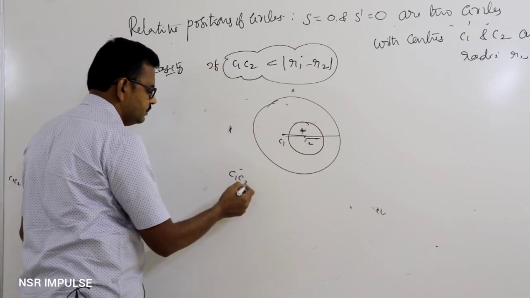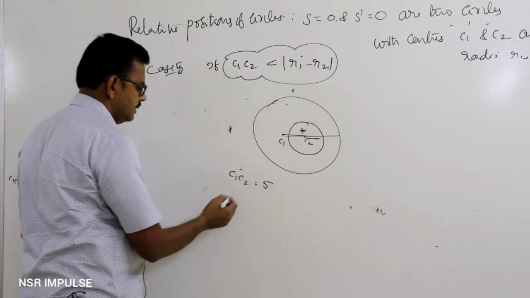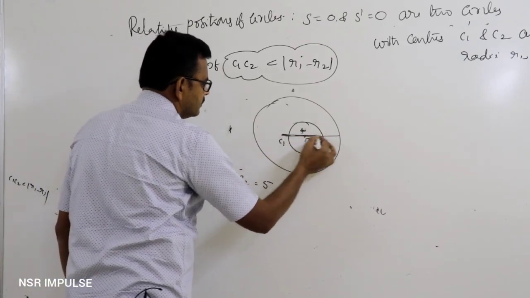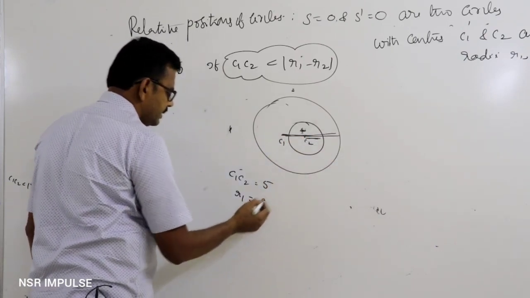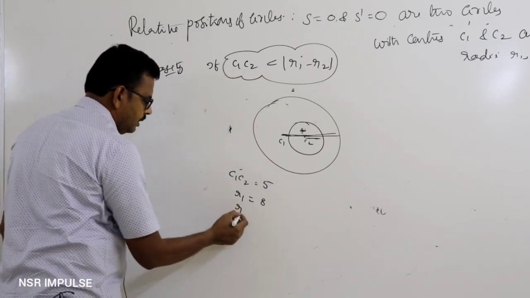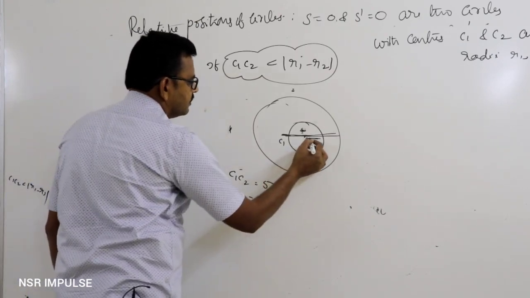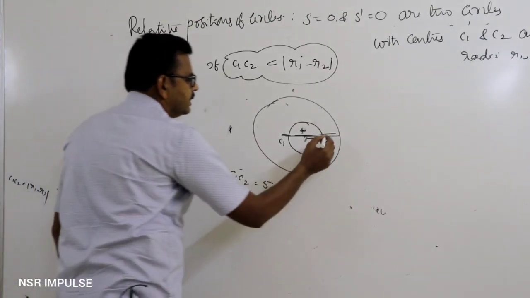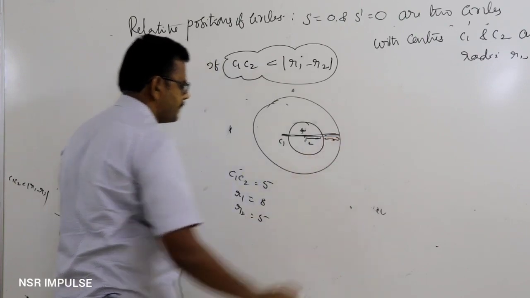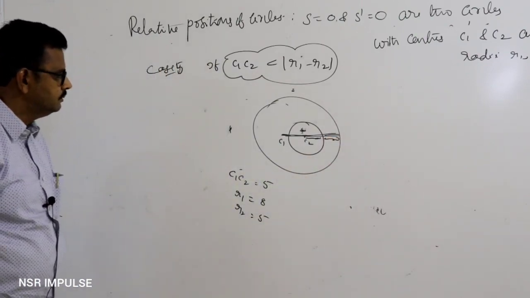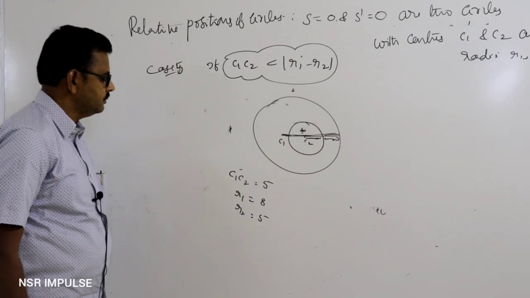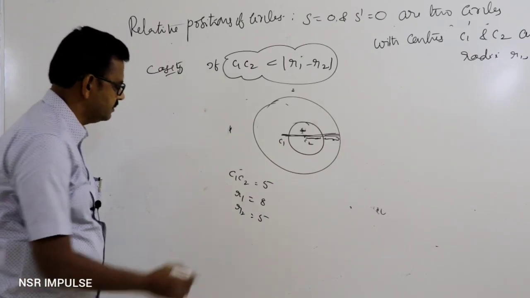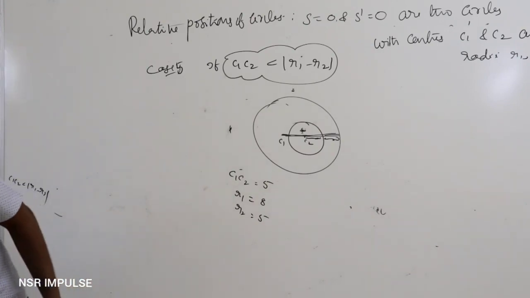Suppose C1C2 is equal to 5 units, R1 is 8 units, and R2 is 5 units. Now the gap here is 3 units. So C1C2 is less than mod of R1 minus R2. Sorry.